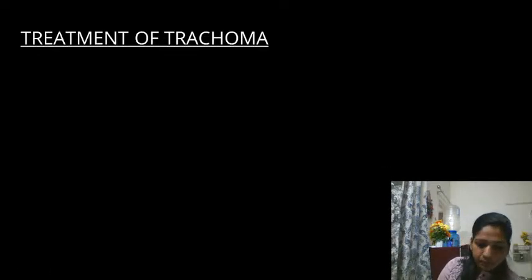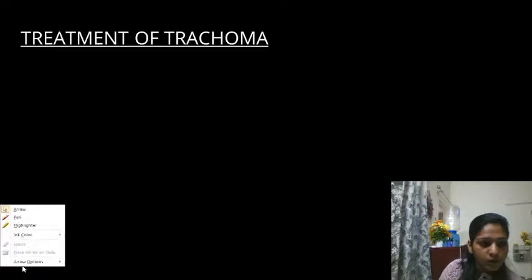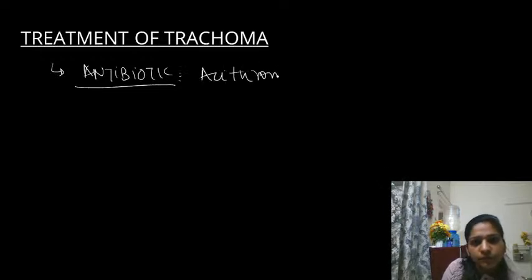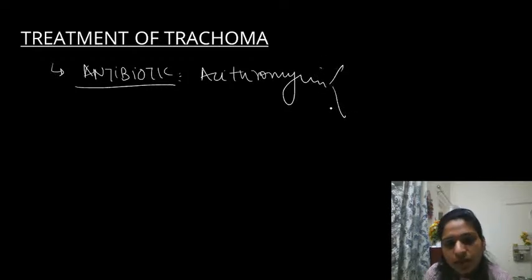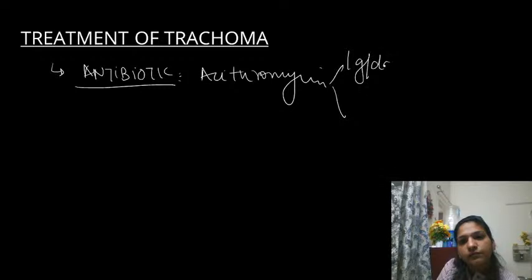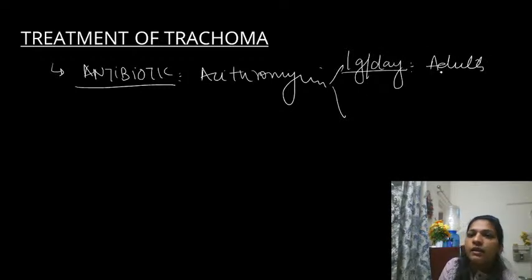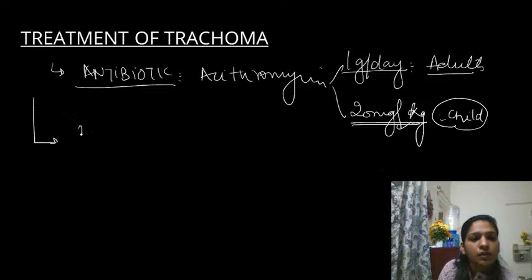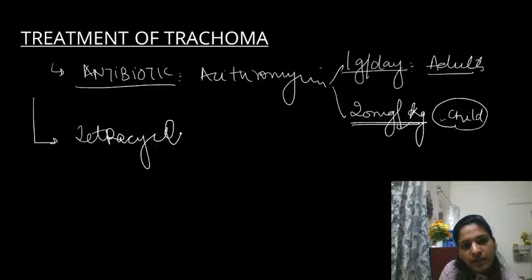Now, treatment of trachoma. I have already told you the antibiotic that we use in treatment of trachoma. It is azithromycin. Can anyone tell me the dose of azithromycin? Yes, Krish, tetracycline is also used, but first tell me the dose of azithromycin. In adults, it is 1 gram per day, and in children, it is 20 mg per kg. Tetracyclines can also be used.